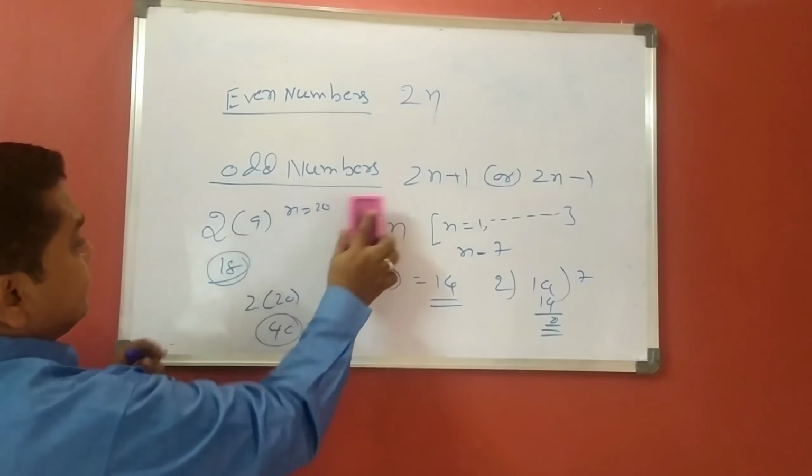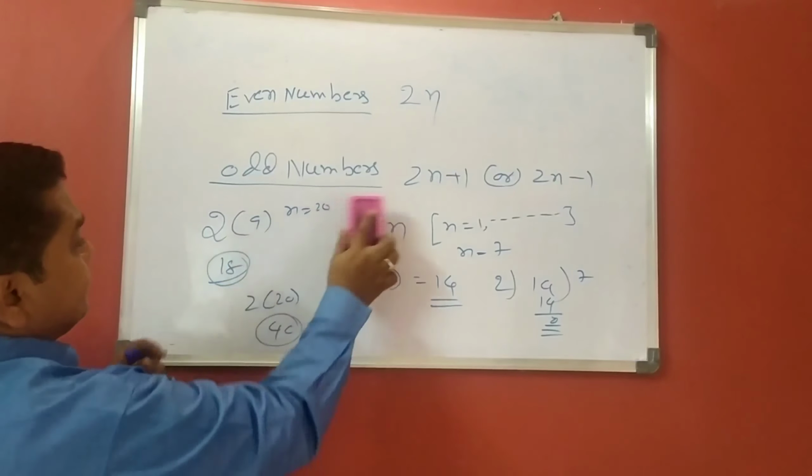Here, what about 0? Is 0 a number or not? 0 is a number, neither positive nor negative, neither prime nor composite. 0 is also called a number. It belongs to the whole numbers. 0 is called a whole number.